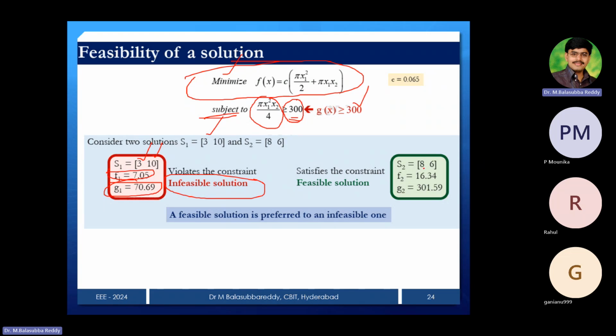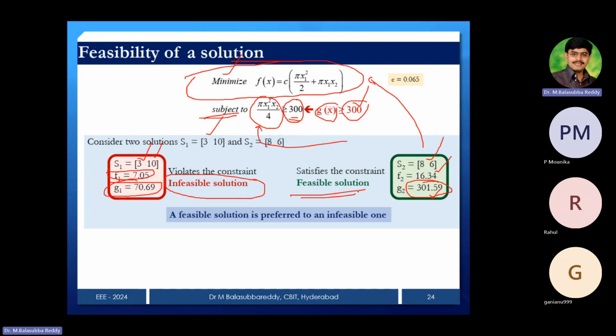So now, what is another solution? Let's consider x1 is 8, x2 is 6. Now you substitute this x1 and x2 in the function, you get a value equal to 16.34. And if you put the same x1 and x2 into g of x, you get 301. Now g of x must be greater than or equal to 300, and we got 301, therefore it is a feasible solution. So this is the way we can understand whether the solution is feasible or infeasible.